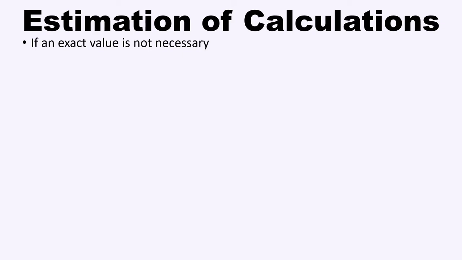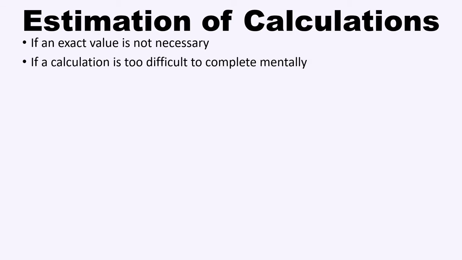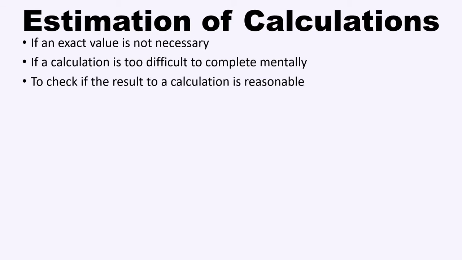Sometimes it's not necessary to find the exact value, like the exact distance between the moon and some star, for example. We're most likely going to work with rounded values. Also, some calculations may be too difficult to complete mentally, so we'll try and make them easier by rounding the values that we're working with. And thirdly, we could use estimations of calculations to make sure that the answer that we've worked out is reasonable. Even if we're using a calculator, you could have made a mistake either with the functions that you've used, or you might have simply typed the values in wrong.